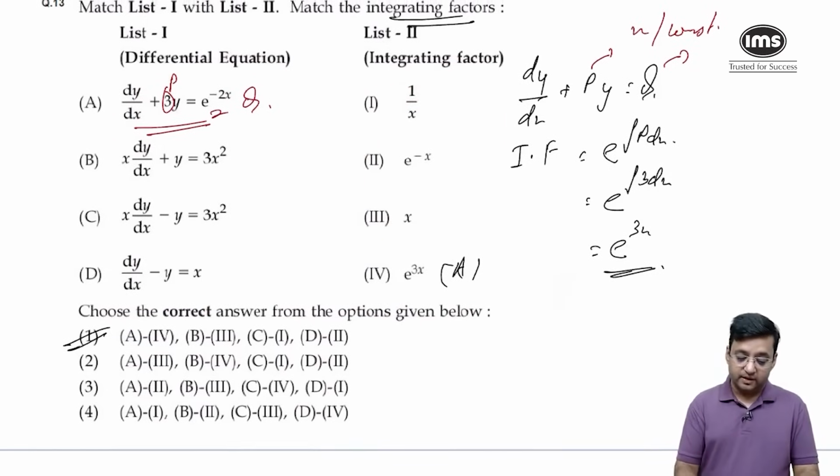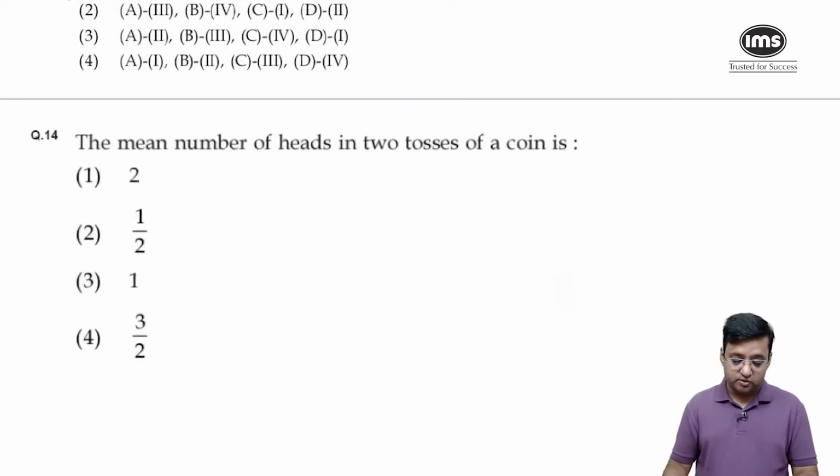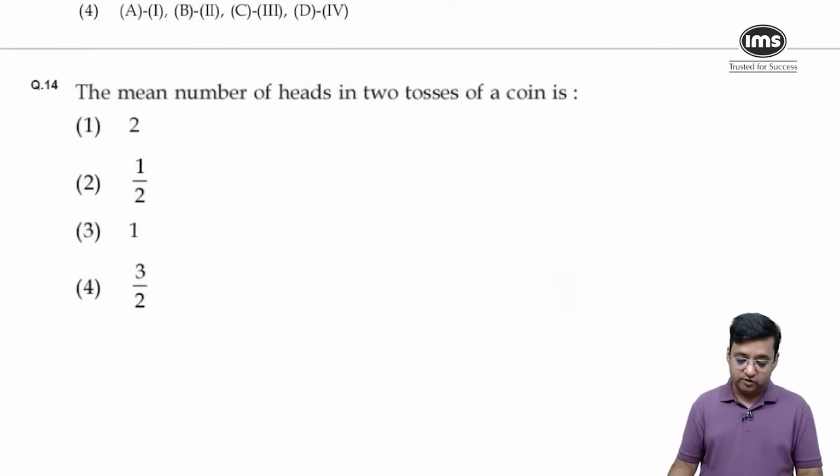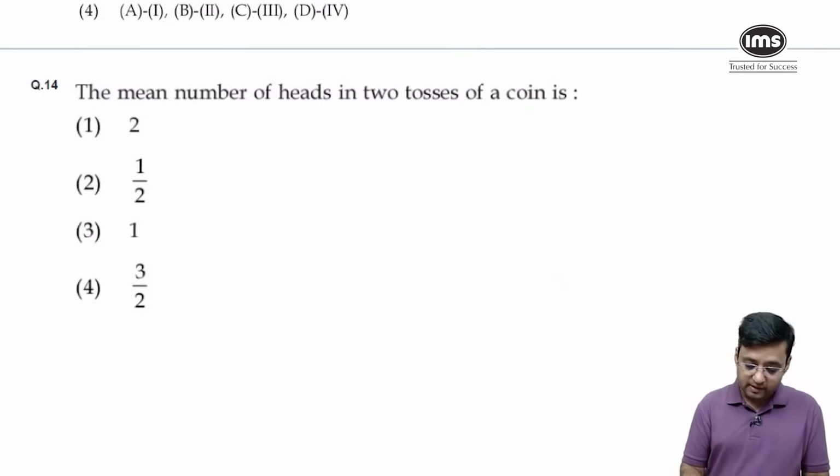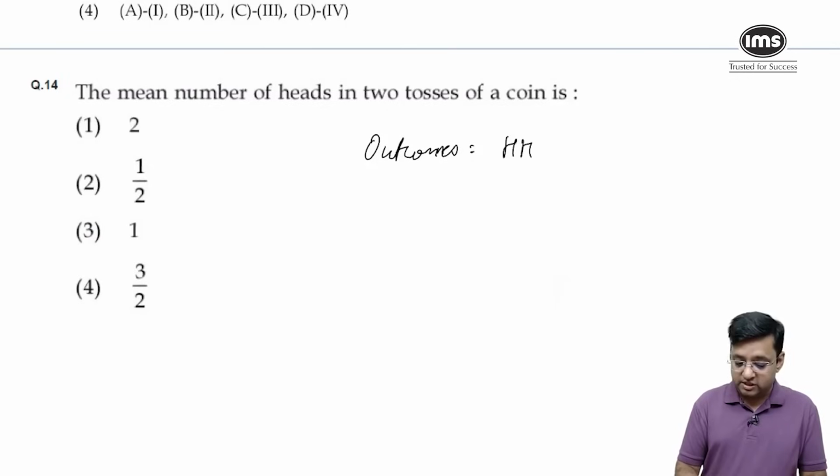Correct. Now, coming to the 14th question. The 14th question is again a question of probability. We need to find the mean value of the head in 2 tosses of a coin. Now, if we see how many outcomes are there, it will be HH, HT, TH, TT, because we are going to toss 2 coins.